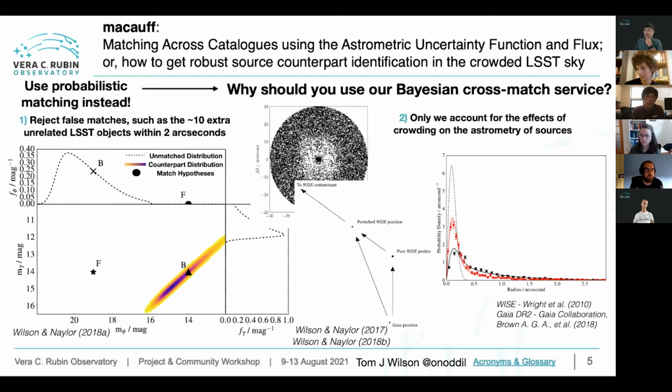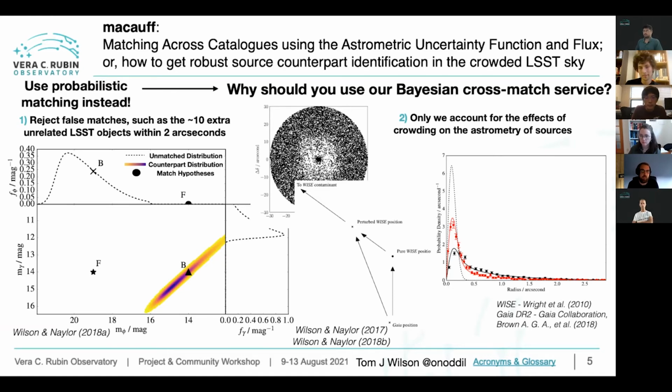So you should turn to more advanced matching methods and consider a probabilistic cross-matching method. But why should you use our Bayesian cross-matching service, I hear you ask? On this slide, I show you what I think are the 2 very important reasons to consider macauff over other cross-matching services that are available.